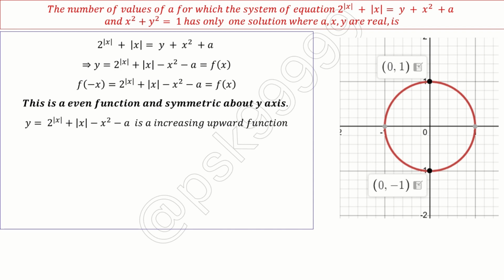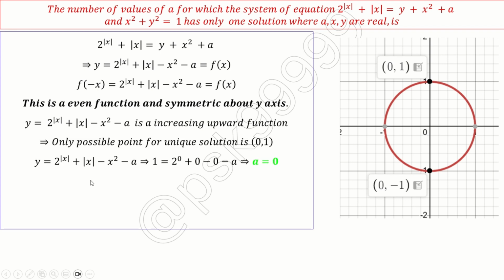Now once you know this, the only possibility is 0 comma 1. This is the only place where you can have a curve like this, symmetric about the axis. It can be anything like this also, symmetric about the y-axis, that's all, but they intersect only at this point, which means you can take y equal to 1 and x equal to 0, then a is nothing but 0. So this is the only solution possible.